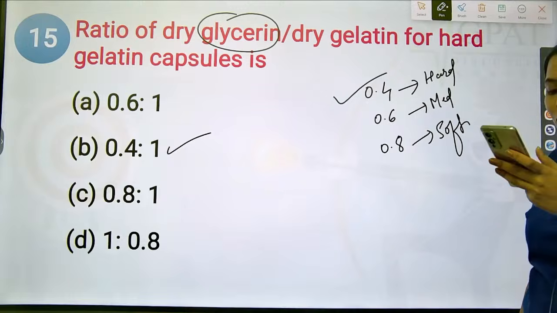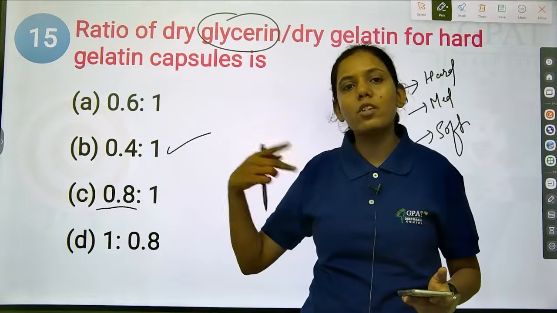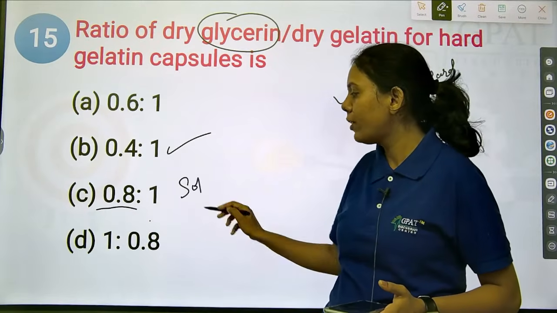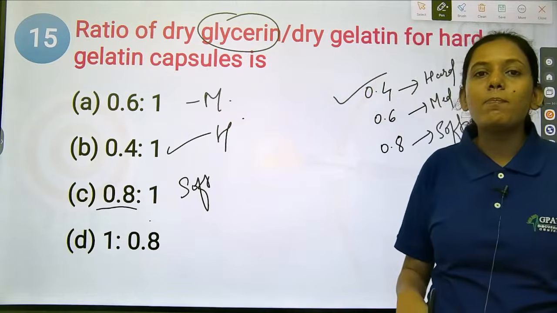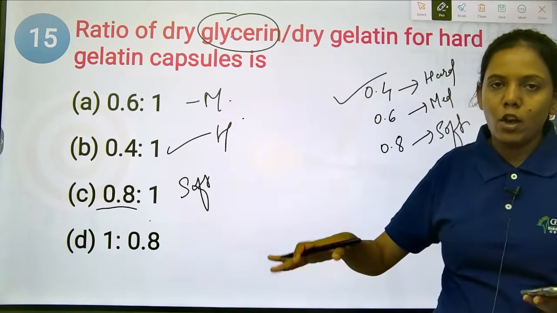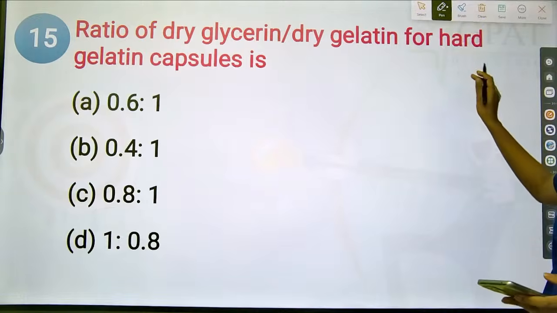Option B. C won't be there because if they ask you for the soft gelatin, then it will be 0.8. This is for soft, this is for hard, and this is for the medium, because plasticizer or glycerin increases the softness. So if you want hard, you have to keep it lesser. Okay, very good, all of you. This is the right one.